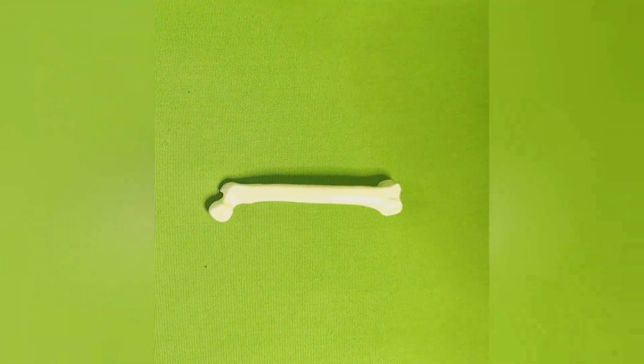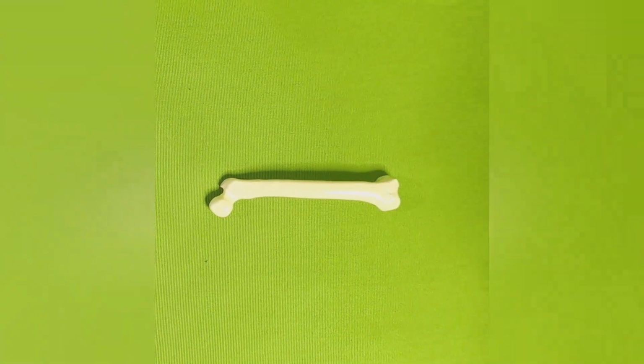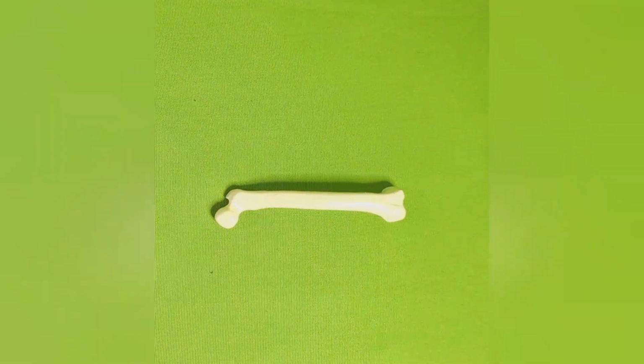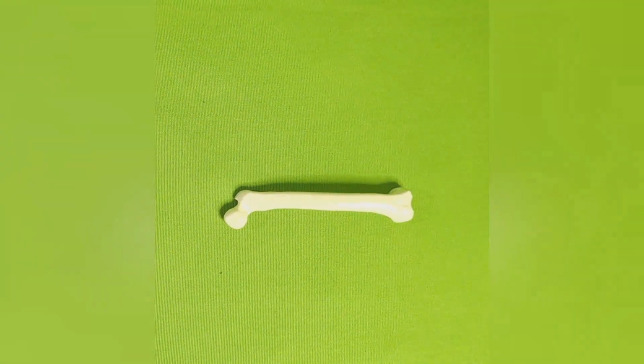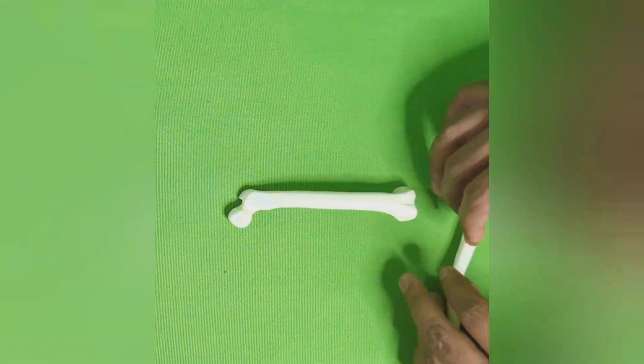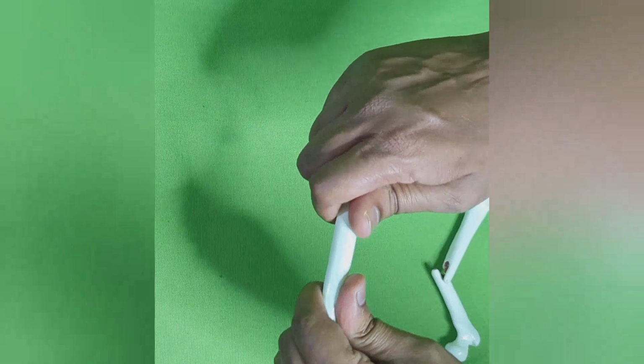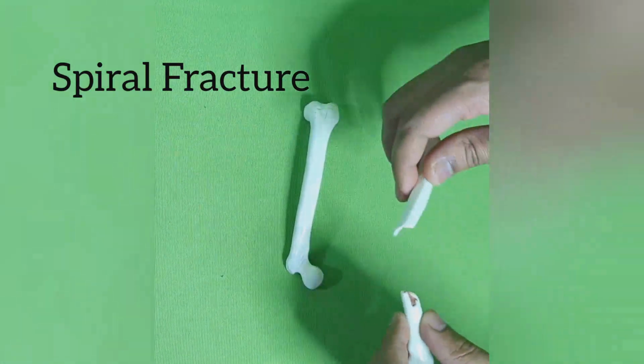Now first we have the spiral fracture. So how it forms the spiral fracture. Whenever there is a spiral fracture, this is how the mechanism goes, and there will be a fracture in the shaft.